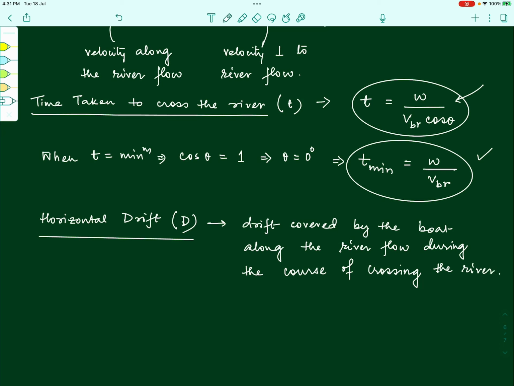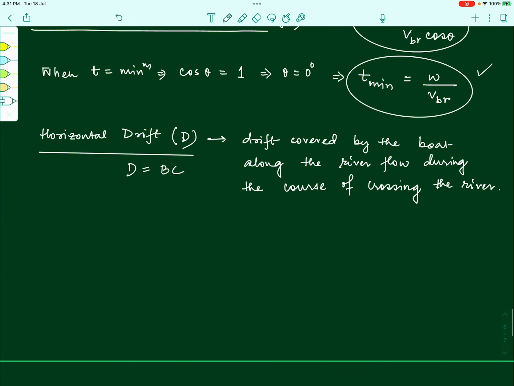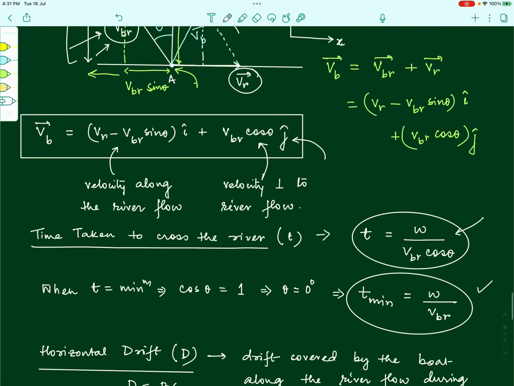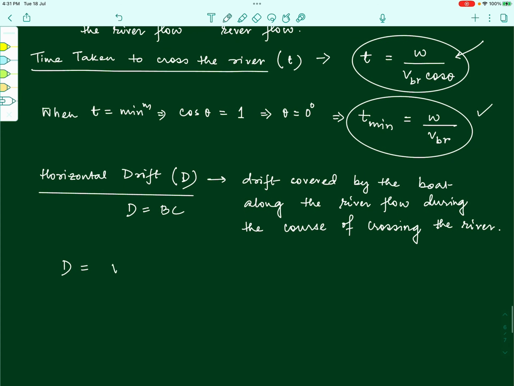So in the above figure, D is equal to the length BC. In this figure, it is this length BC that we are calling drift. And how do we find it? Drift is given by the velocity of the boat along the river. Understand that horizontal drift will happen because of the horizontal component of velocity, which is this component along the flow of the river. So it is VR minus VBR sine theta multiplied by the time that the boat takes to cross the river. That's how we have defined the horizontal drift.